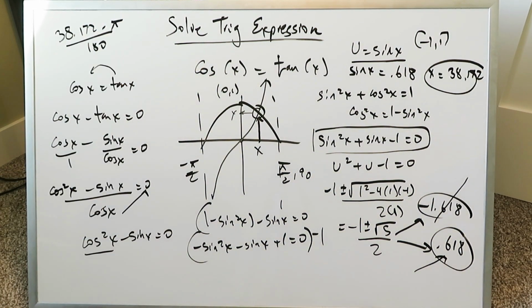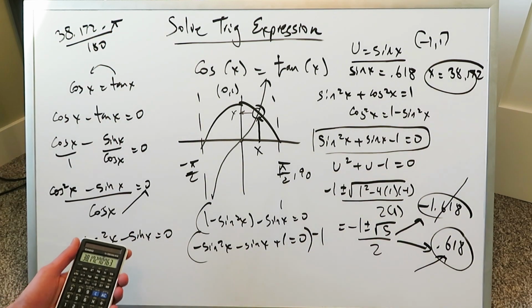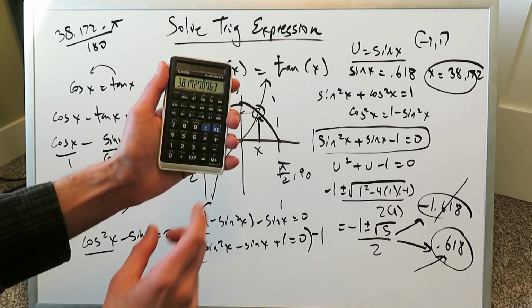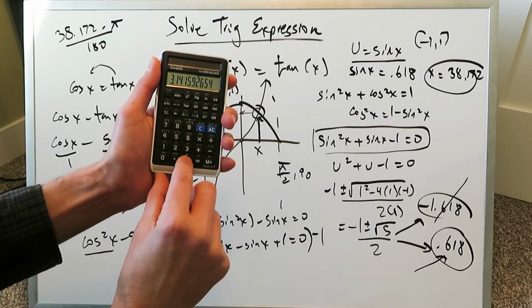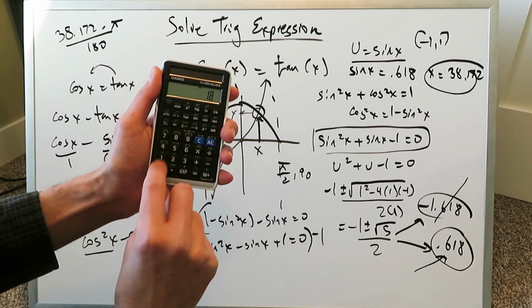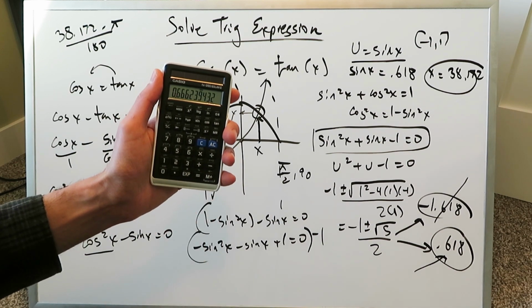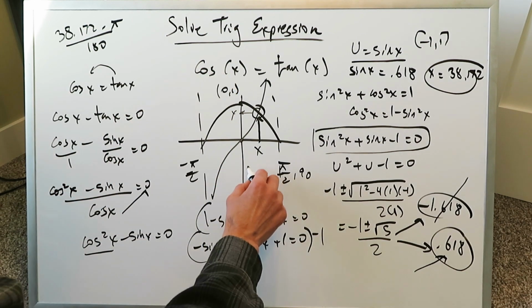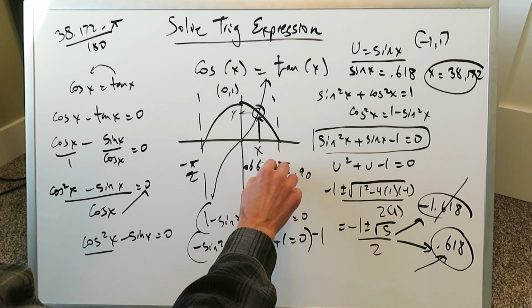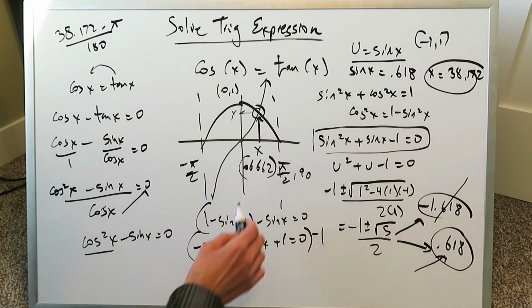You know how to convert from degrees to radians. For degrees, you multiply by pi over 180. I have 38.172 degrees. I'll multiply by pi and divide by 180, and that'll give me my radians, 0.6662. This value here will be 0.6662. That's your x value.